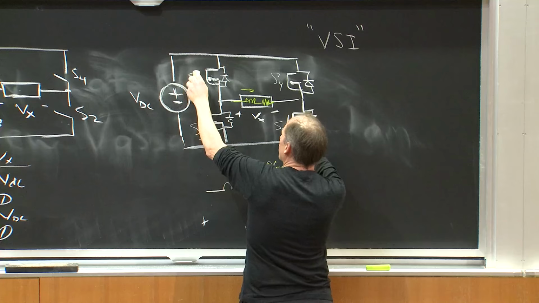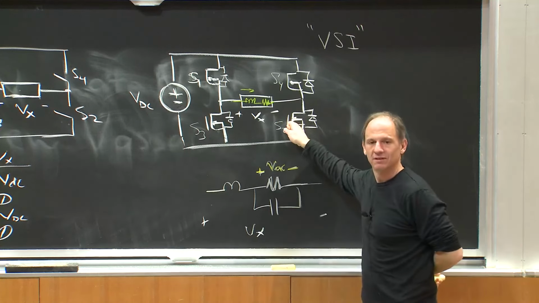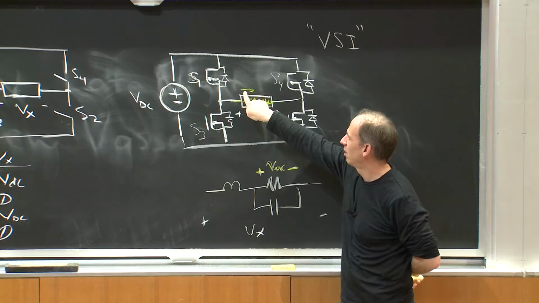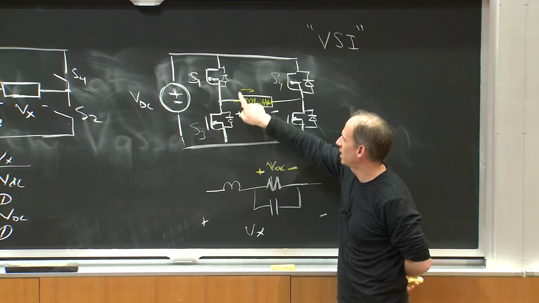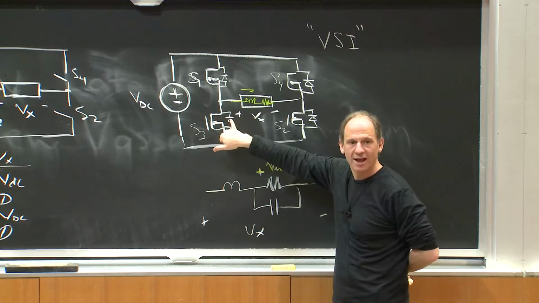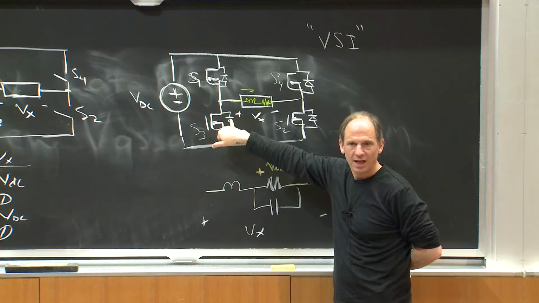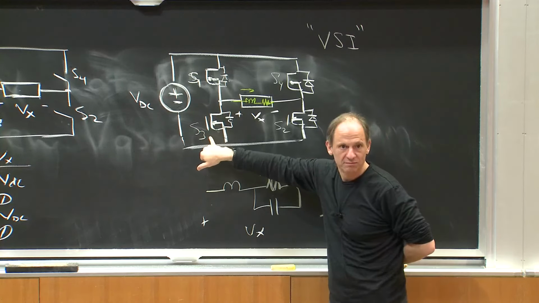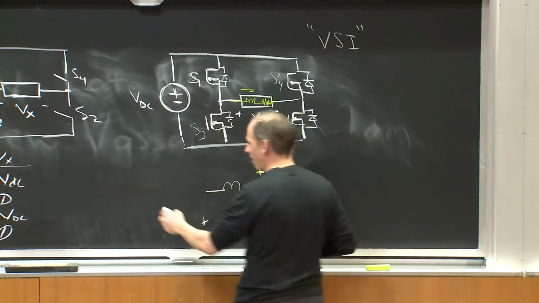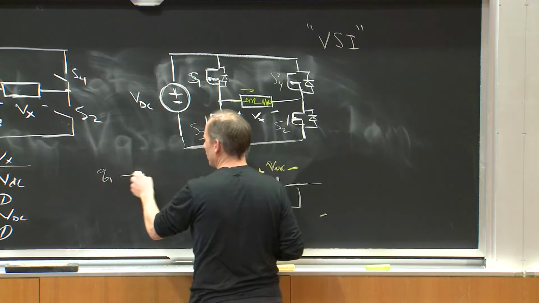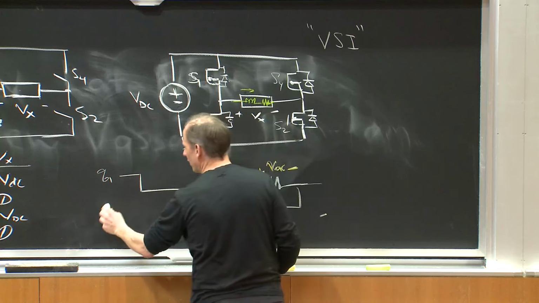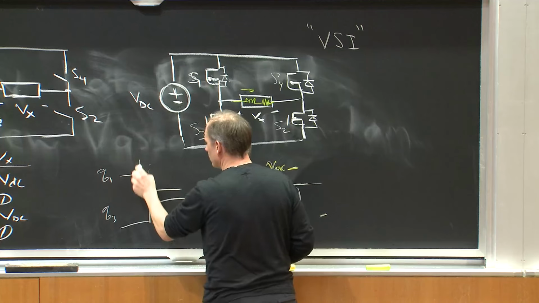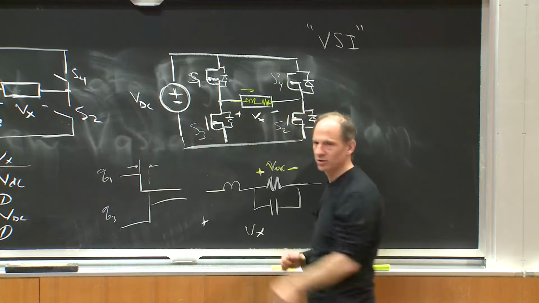is that I can have S1 and S2 on. First, I turn off S1. If I turn off S1, say this current's positive, it still has to flow somewhere, but it can just commutate from S1 into this diode. So I don't have to worry, and then once the diode's on, I can turn on S3. So basically, I will have my Q1 of t, I'll turn switch 1 off, and then I'll have Q3 of t, and I'll turn it on after some so-called dead time delay between the two switches.